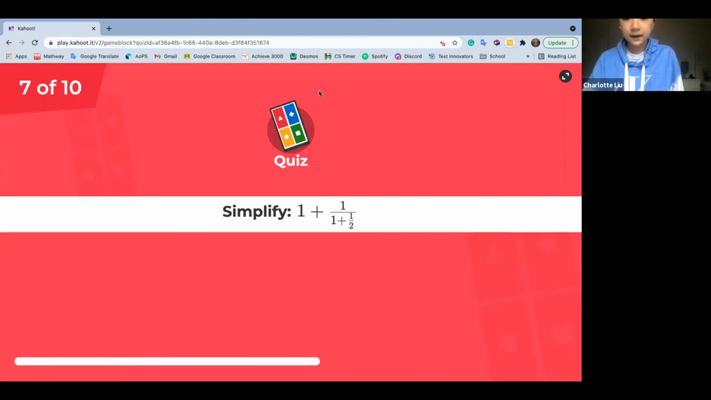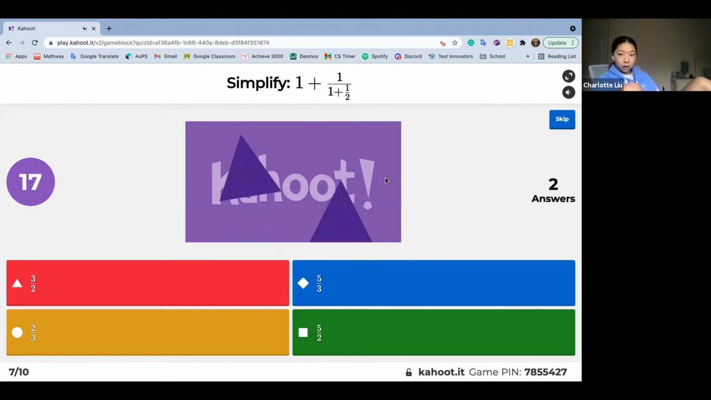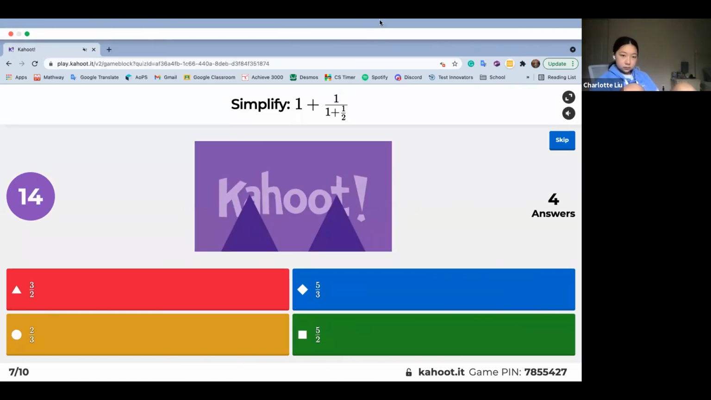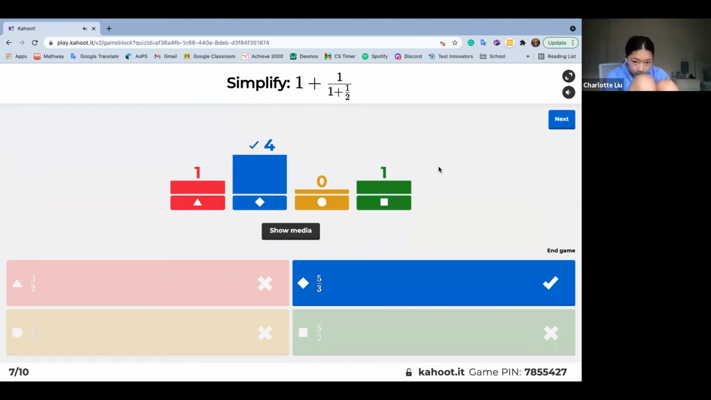Next question, simplify 1 plus 1 over 1 plus 1/2. The answer is 5/5, and most of you got that right.